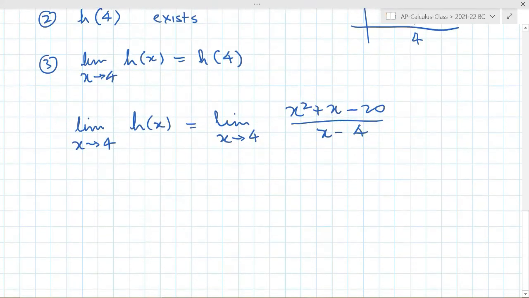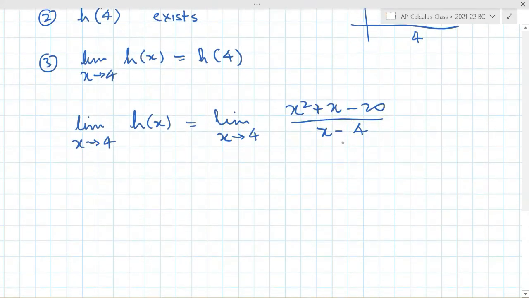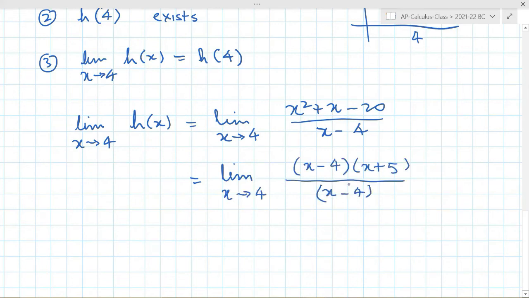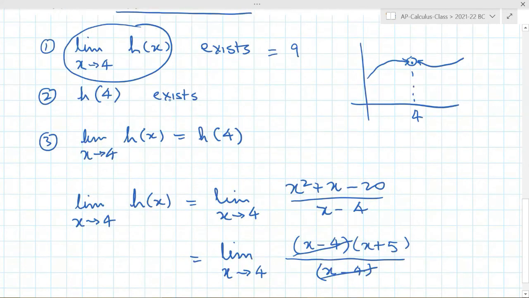And now this is where you are, right? So you say, okay, let me try to factor it. What is the numerator factored? And x approaching 4 means x is not equal to 4. So this factor is not 0. We can cancel this. And now we can plug in and then we get a 9, right? And this limit will exist.